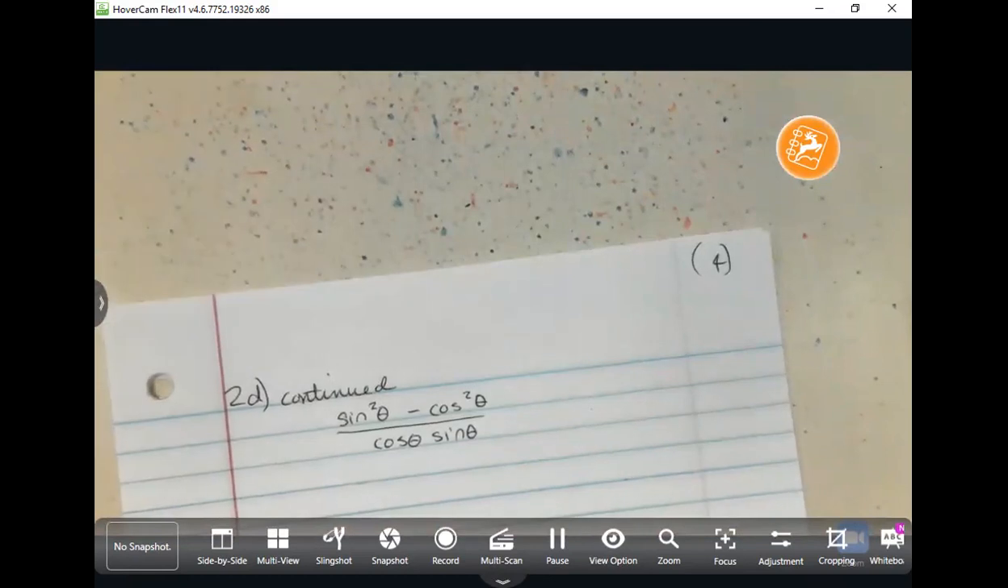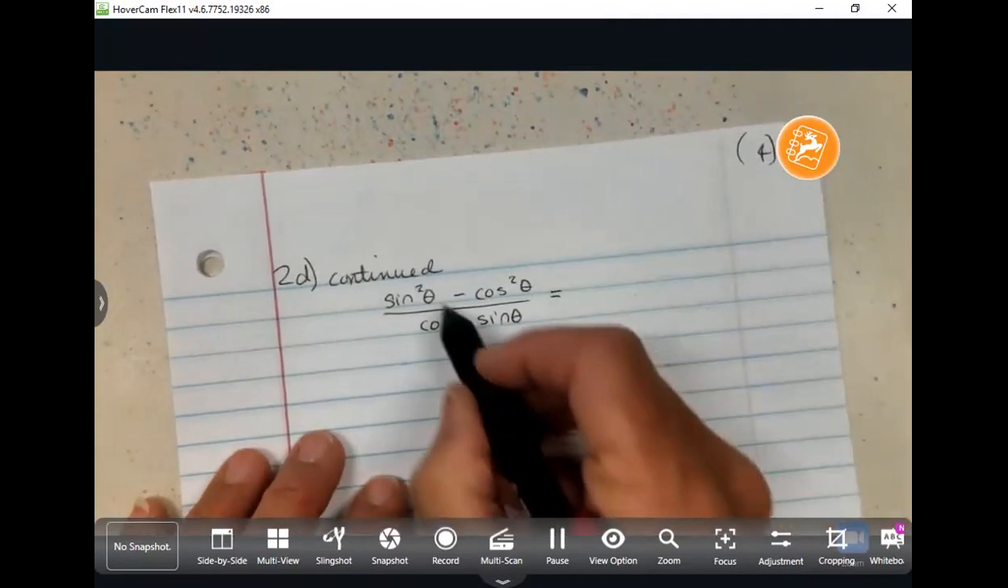How far do we need to go with this? What am I trying to get to? Let me see what I've got left. Tangent minus cotangent. Okay, I can do that. Maybe. Come on back. Where'd it go? There it is. Okay.